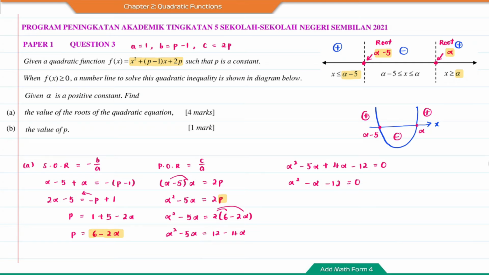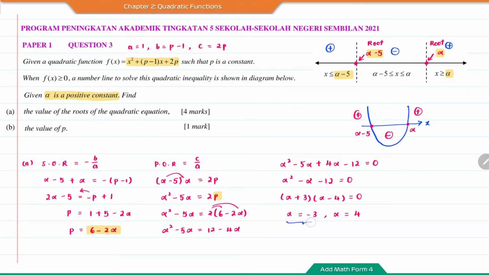So here, this is a quadratic function, so we can factorize this. So here you're going to have bracket alpha plus 3, another one is alpha minus 4, equal to 0. Therefore, alpha is equal to negative 3, or the other one is alpha equal to 4. Now, the question stated that alpha is a positive constant. Therefore, we're going to reject the answer of alpha equal to negative 3.